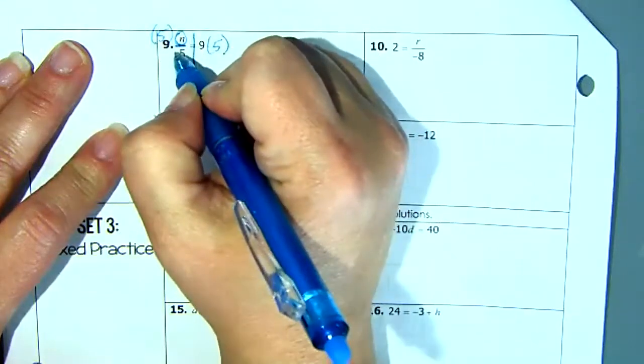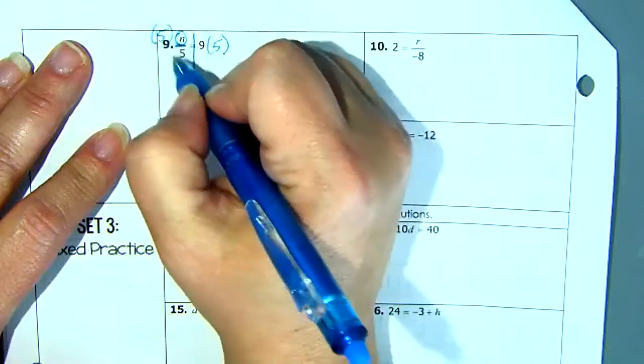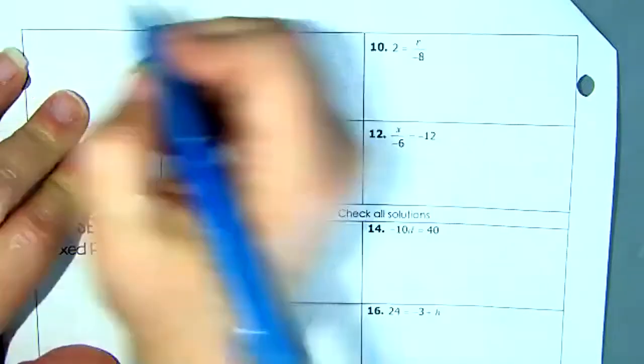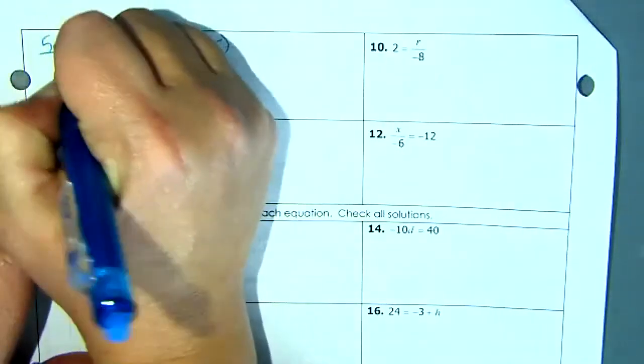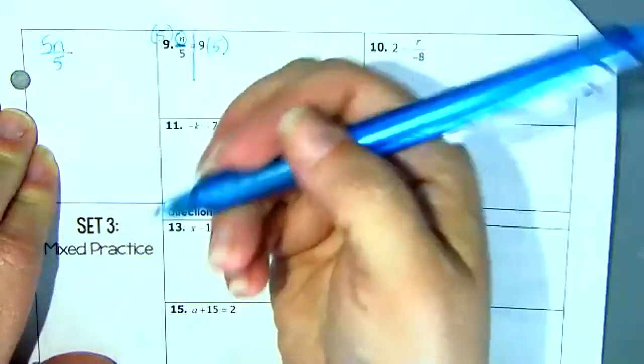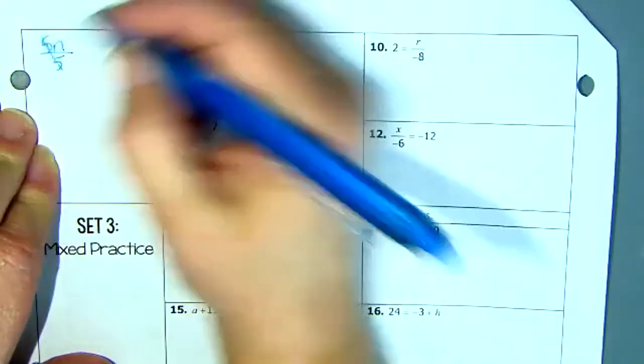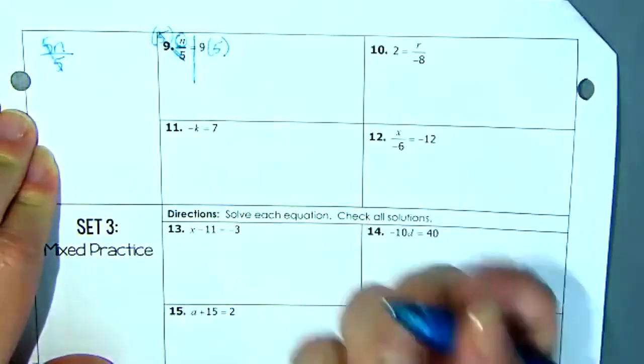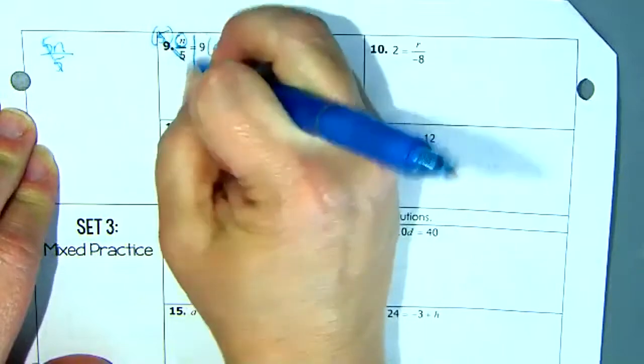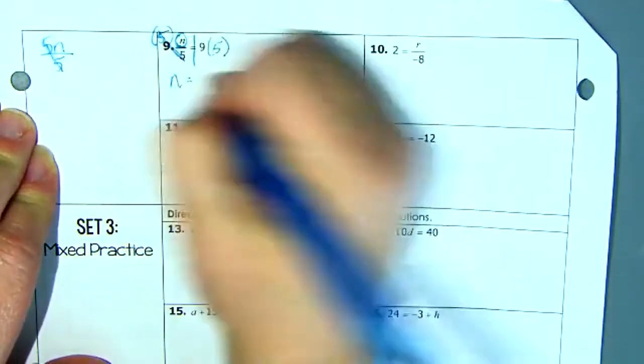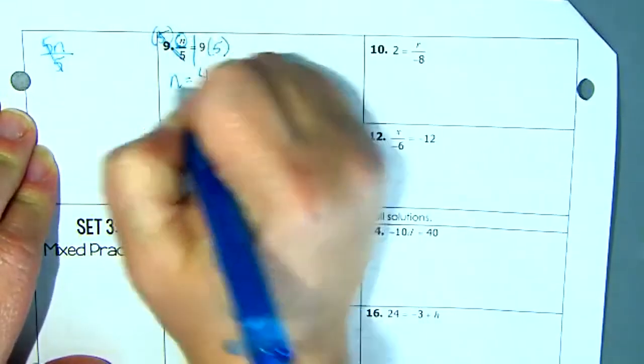Okay. When you multiply by 5, you're multiplying by it in the numerator. So now it gets to where it's looking like 5n over 5, which is just like we've been doing. So I do 5 divided by 5, which cancels out. And I have n equals 45.